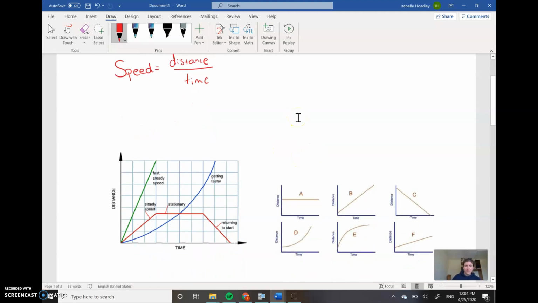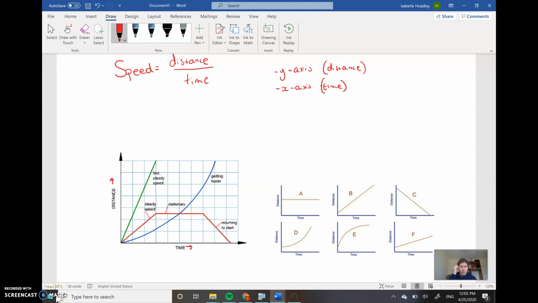There's a couple of other things you need to know about distance time graphs. They're always written in terms of increasing distance on the y-axis. So your y-axis is always the distance, and it's always getting bigger. Your distance is increasing as you go up the y-axis, and your x-axis is always time, and again that's increasing. You can't really decrease time, but it's always increasing going along the x-axis.